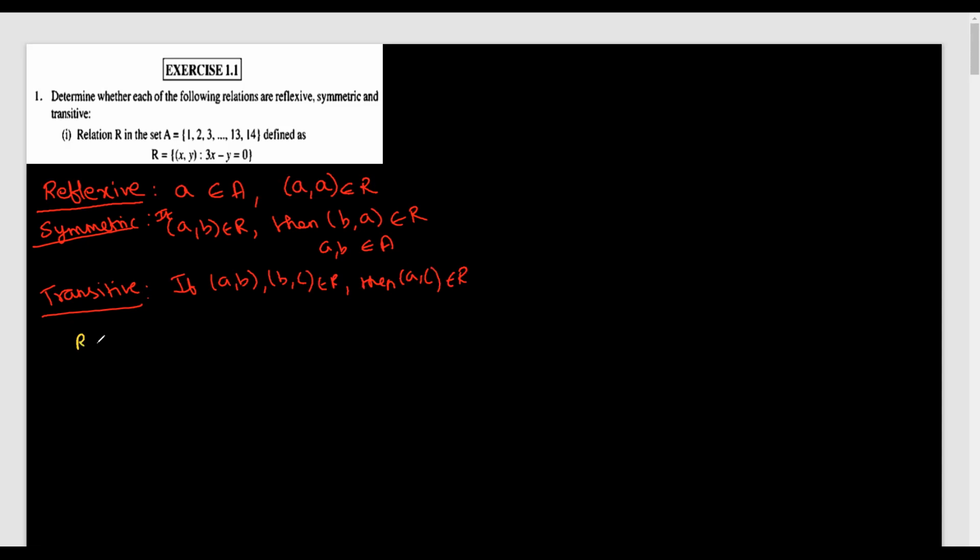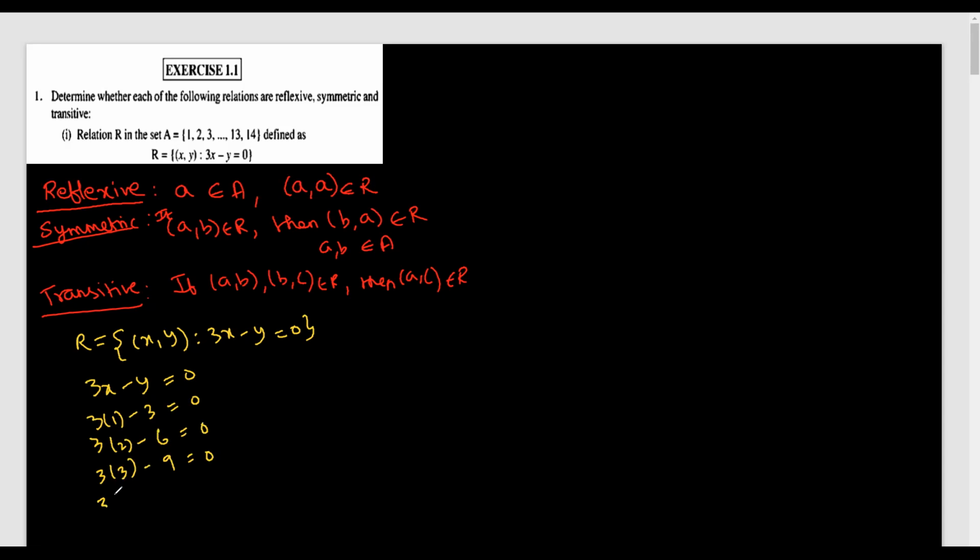In this relation, they have given (x, y) such that 3x minus y equals 0. We'll take that particular equation alone, and we have A as the set of all numbers from 1 to 14. So we'll be choosing y in such a way that it is a multiple of 3, so that we get the difference as 0. If x is 1, then y should be 3. If x is 2, 3 twos are 6, so y should be 6. If x is 3, 3 threes are 9, so y should be 9. And if x is 4, 3 fours are 12, so y should be 12. If we choose x as 5, 3 fives are 15, and we don't have that number here, so till 14 only we have. So we cannot proceed further. Finally the relation is (1, 3), (2, 6), (3, 9), (4, 12). So this is the relation we have found.